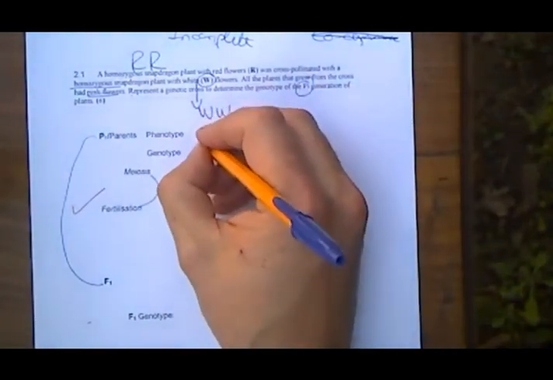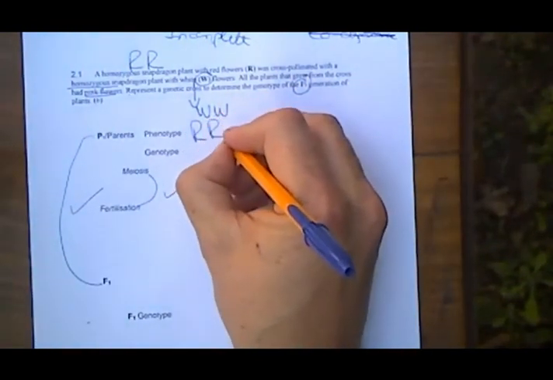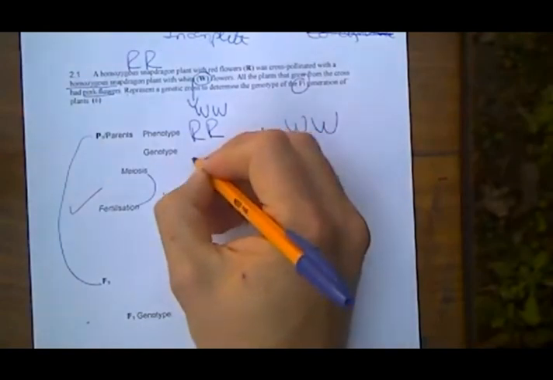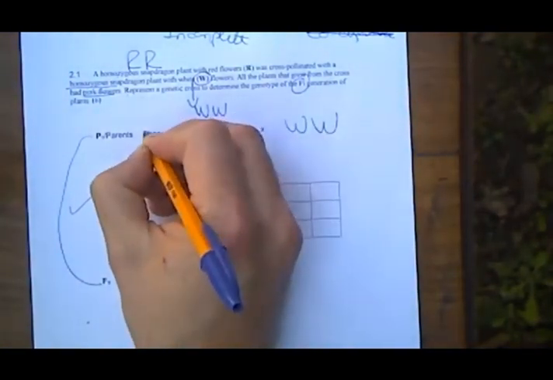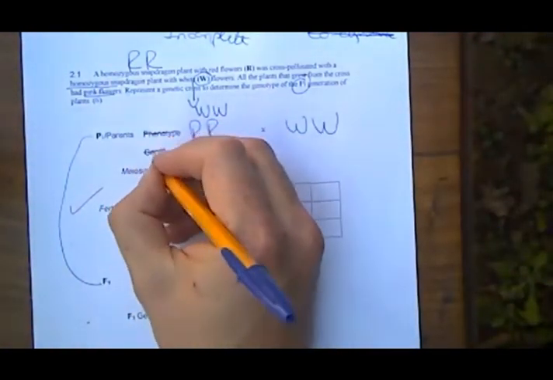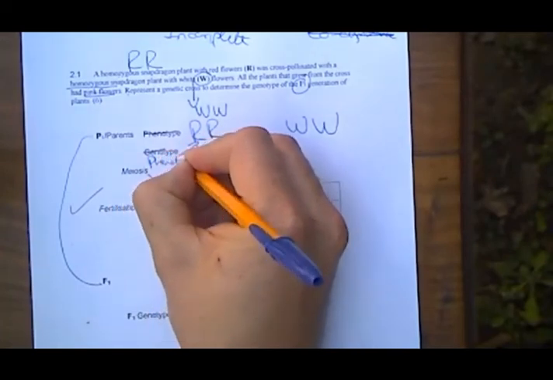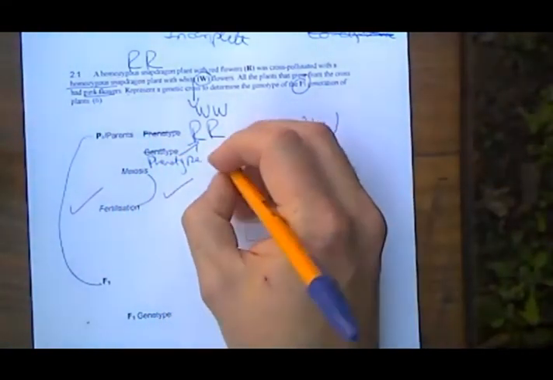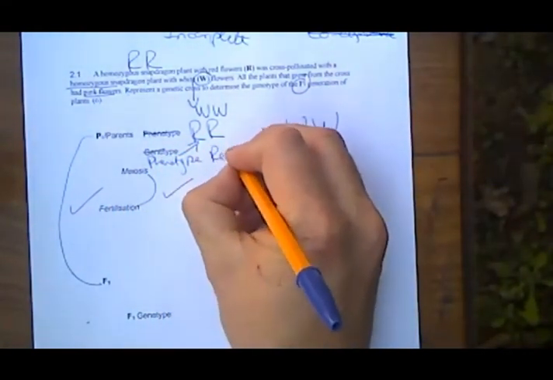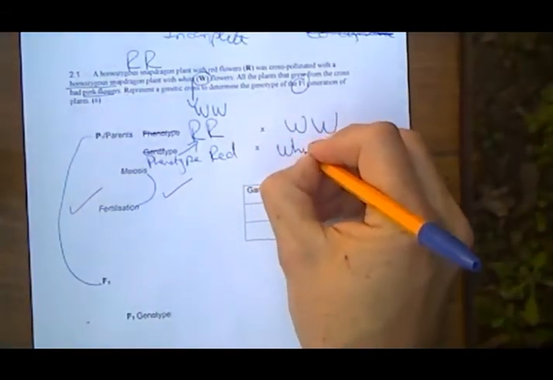The phenotypes that I'm crossing are a capital R and a capital W. Sorry, that's my genotype. I'm swapping them around again. Apologies. What's my phenotype? My phenotype is the red flower times the white flower.